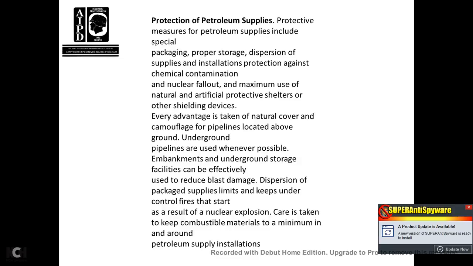Protection of petroleum supplies. Protective measures for petroleum supplies include special packaging, proper storage, dispersing supplies, and installation protection against chemical contamination and nuclear fallout, with maximum use of natural or artificial protective shelters and other shielding devices, taking advantage of natural cover and camouflage for the pipelines located above ground. Underground pipelines are used whenever possible. Embankments and underground storage facilities can effectively be used to reduce blast damage. The dispersion of packaged supplies limits and keeps fires under control.